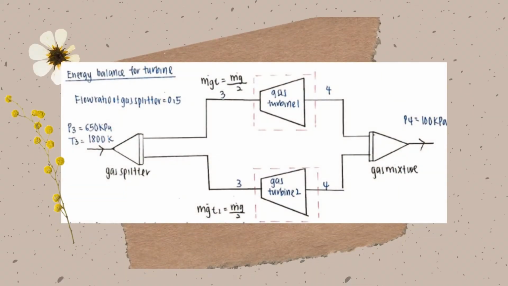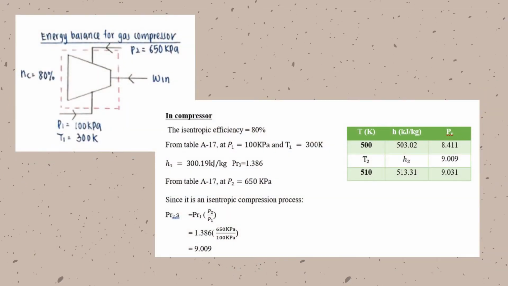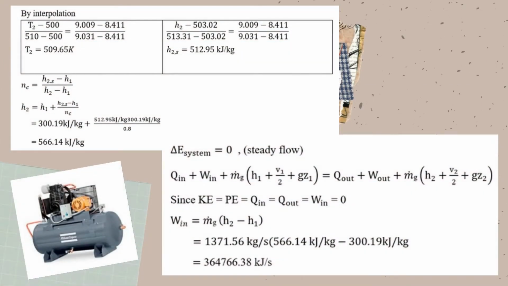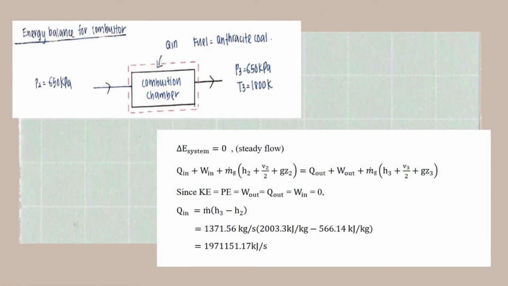First, we assume one gas turbine with 72% efficiency can produce 386 MW. There is no heat transfer in the energy balance equation. By having two gas turbines, the work out calculated is approximately 772 MW. We proceed to the gas compressor with 80% efficiency. Since there is no heat transfer in the energy balance equation, the work in will be 368 MW. Proceeding to the combustor, the heat absorbed to heat up the stream is 197 MW.